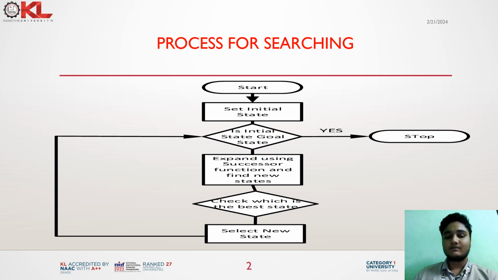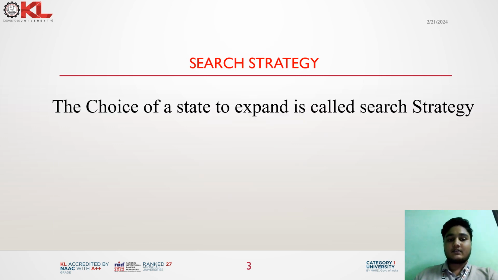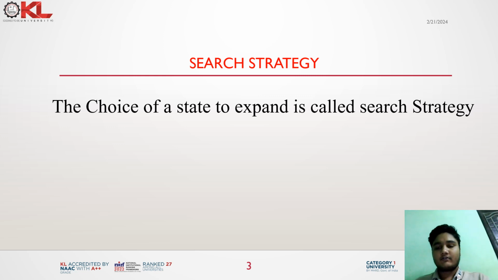If it was not true, it will expand using the successor function and find the new state. Check which is the best state. It checks the best state to select the state. The choice of state to expand is called the search strategy. And hill climbing is a simple heuristic search algorithm that can be used to find a solution to an optimization problem. It is called hill climbing because it metaphorically tries to climb a hill.